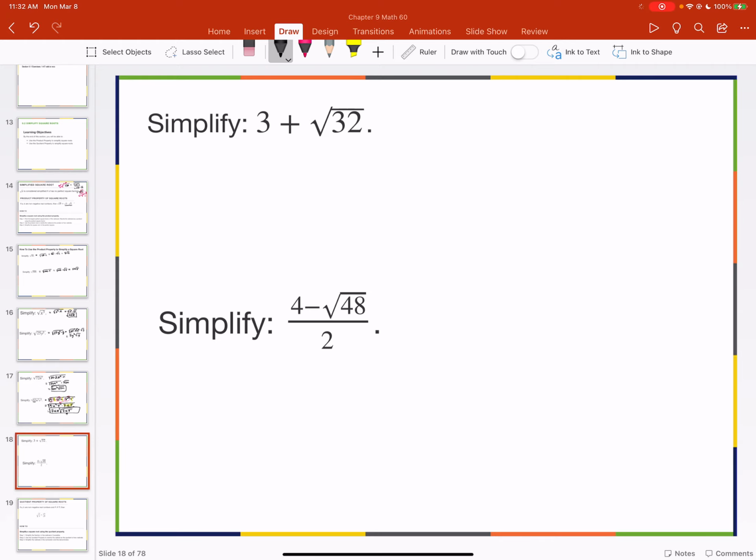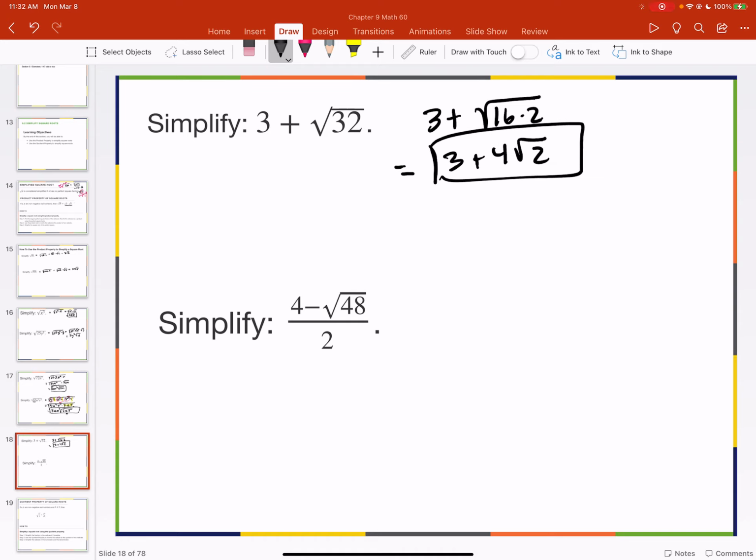All right, let's do some more here. How about 3 plus the square root of 32? Well, what is the square root of 32? What's the highest perfect square that divides into it? If you said 16, you're correct. So this is 3 plus square root of 16 times 2, which is 3 plus 4 root 2. We can't combine these, so that's your answer.